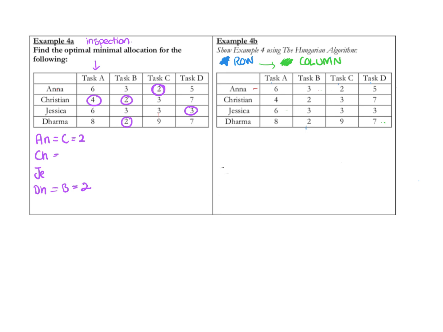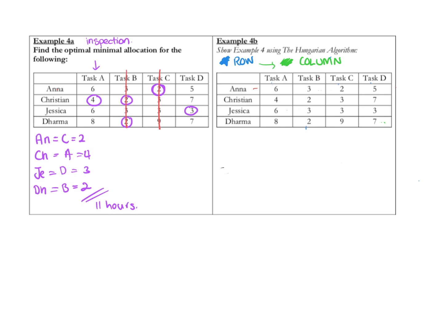And then, if you want, you can cross off the person or the task. So if you think about it, I've already done task B and I've already done task C. So if I look now, all right, it means Christian needs to do task A. He'll do task A at 4, and Jessica will do task D with 3. And then we'll add all that up, and we'll get 11 hours.